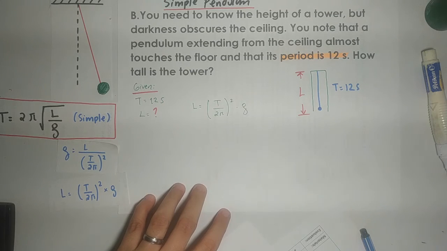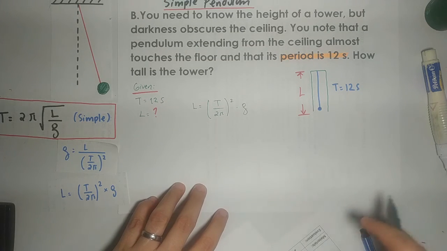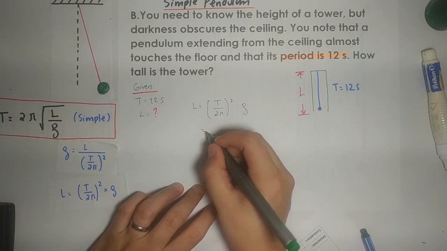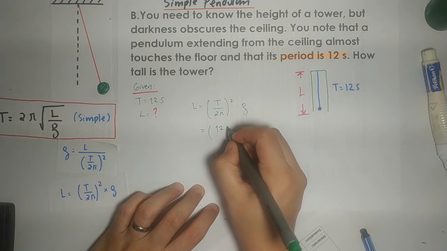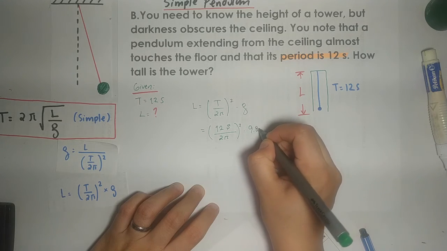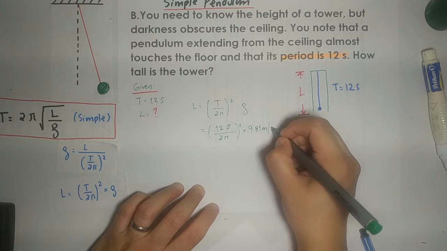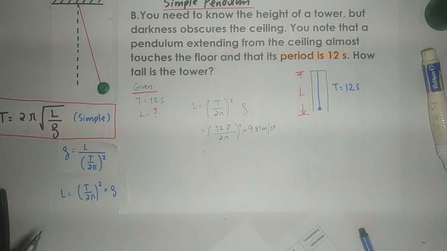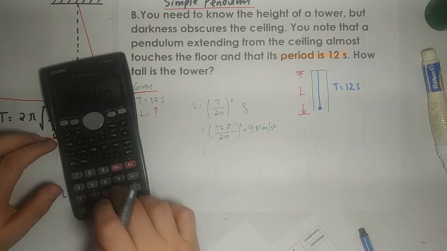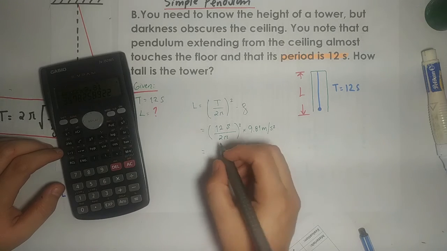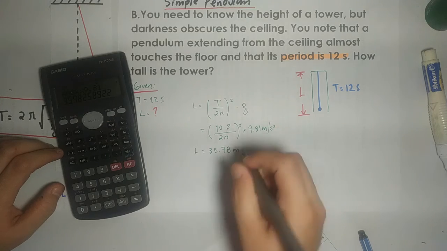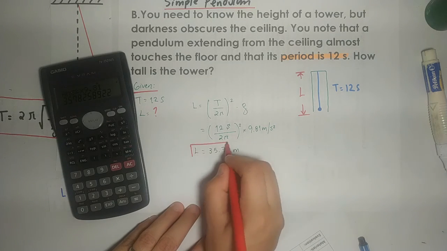The problem is not specifying any different planet, so we're going to assume that we are here on Earth. So gravity on Earth, you already know, 9.81. We have 12 seconds over 2 pi to the second power times 9.81 meters over second squared. So let's do this: 12 divided by 2 divided by pi, raised to the second power, times 9.81. Length equals 35.78 meters. So how tall is the tower?